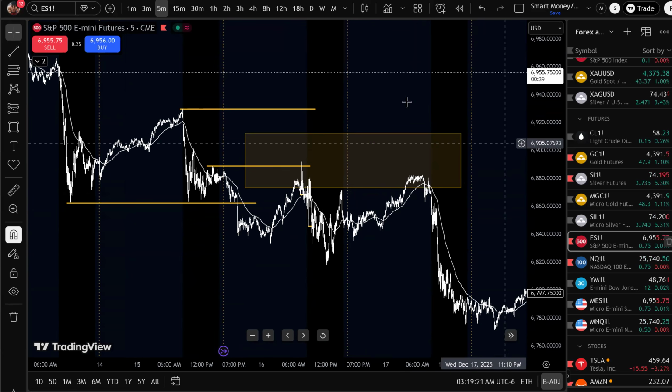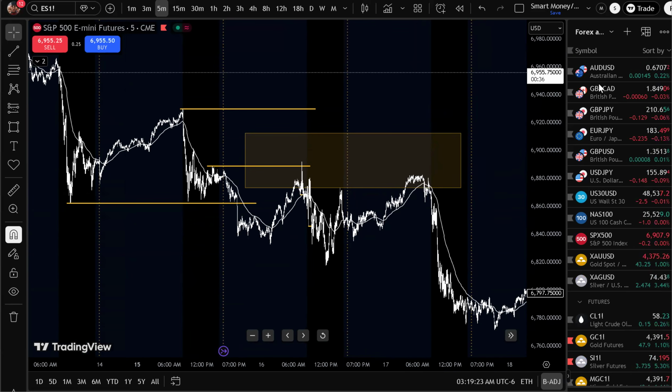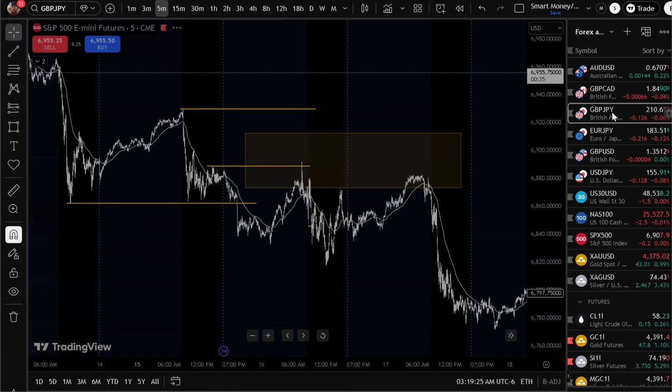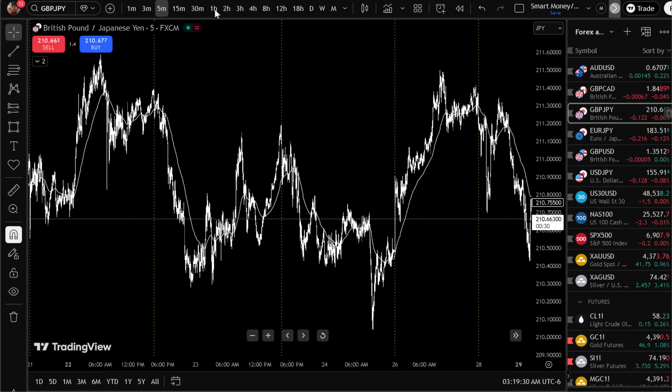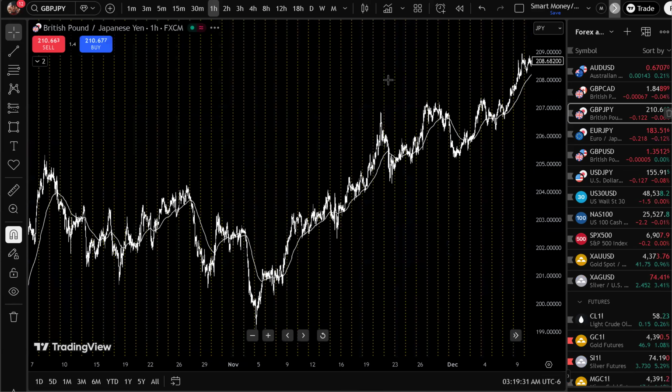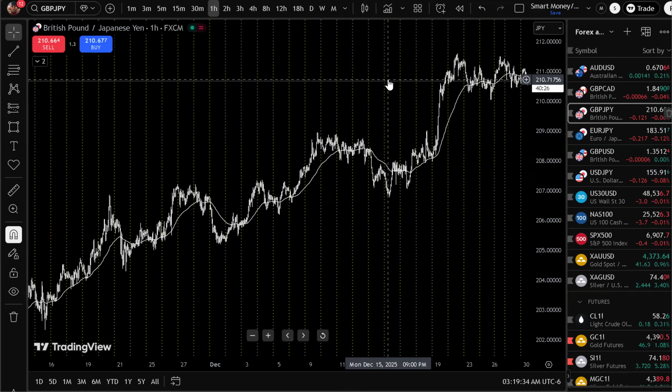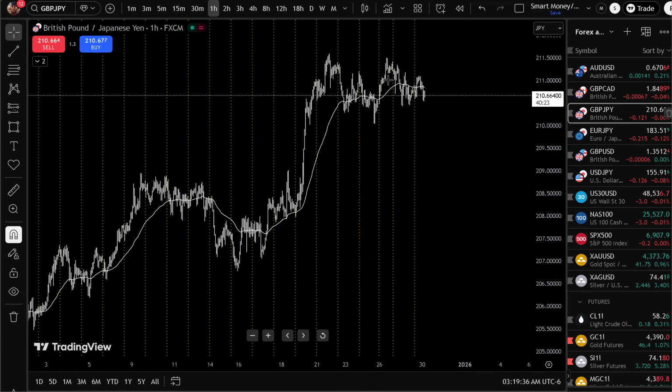Let's see if we can find one more. This one wasn't as clean as I wanted. Let's look at Forex. Let's look at GJ. Let me erase some of this. Yeah, that one was a bit messy. And if you're looking at GJ right now, it's messy right now.